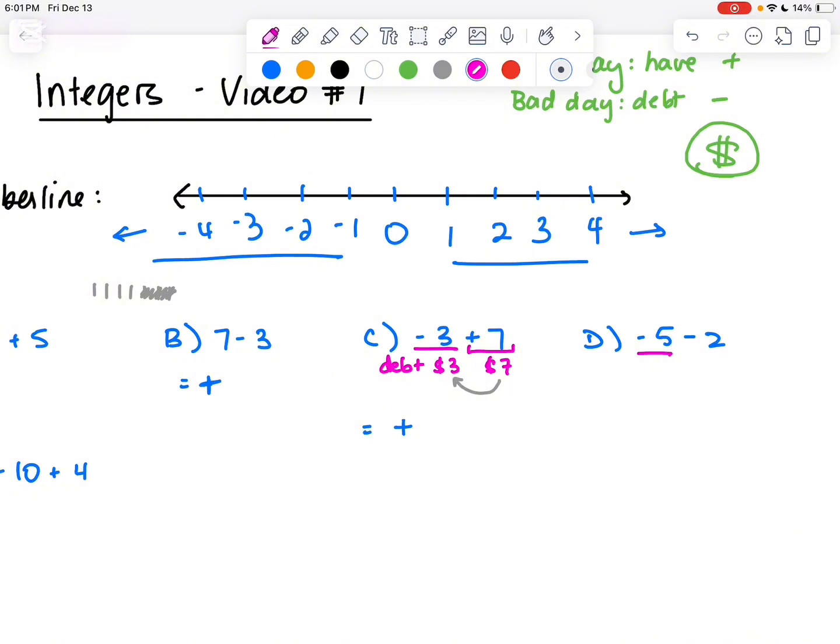So you wake up one morning, you are in debt $5. And then someone says, hey, you owe me another $2. So this is a bad day. And actually, you're even more in debt than you were before.